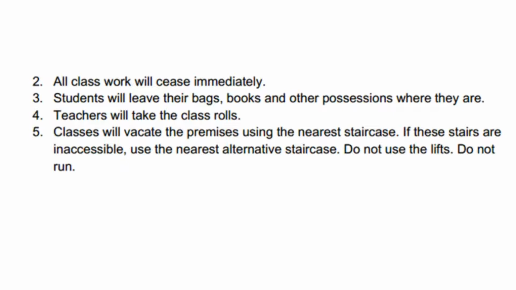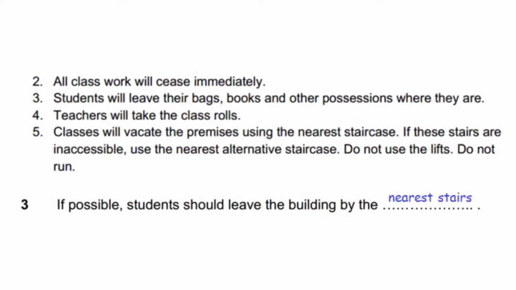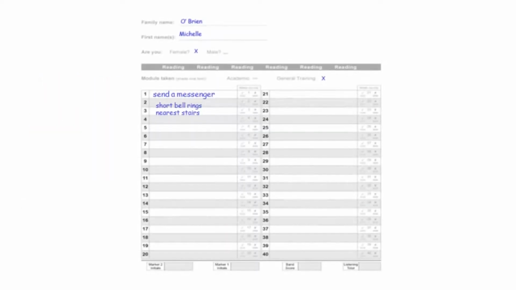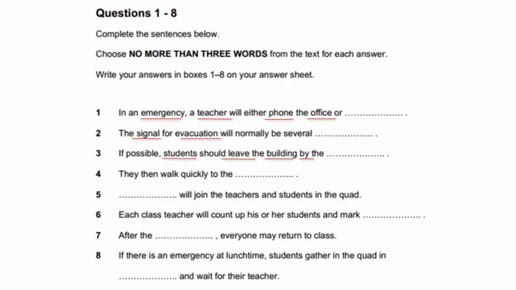It is extremely important in the test to not leave any blank answers. So we can see that the missing words are nearest staircase or simply nearest stairs. So if you can go to your answer sheet and write nearest staircase or nearest stairs for the third answer. Then simply go back and read question 4.